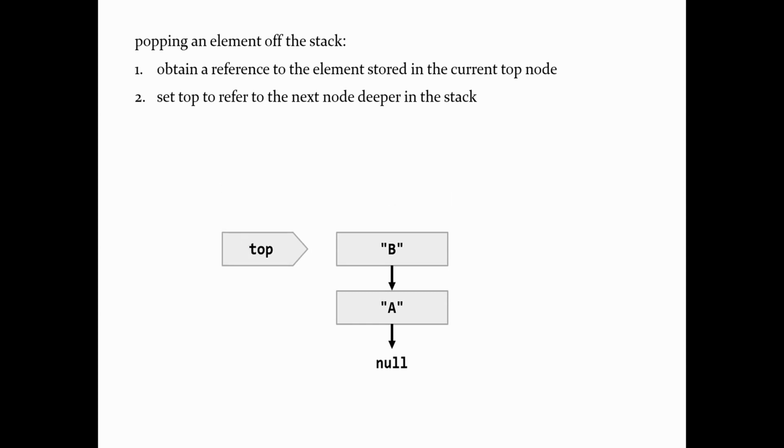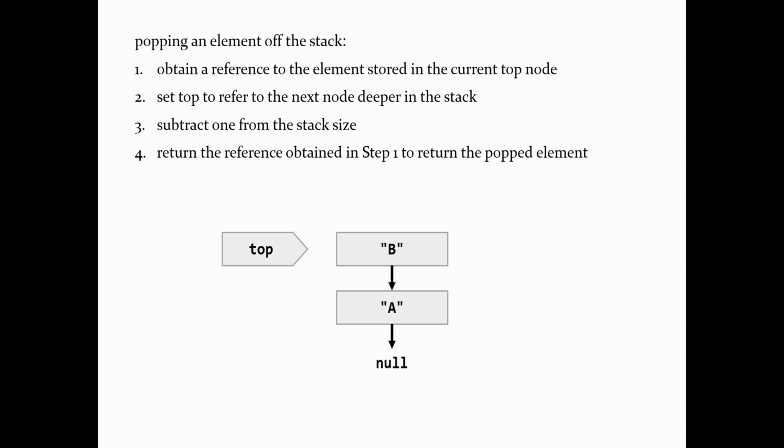Now, as soon as I move top so that it points at a new element, there's nothing pointing at this node anymore. So there's no reference to that node, and so this node can eventually disappear when the Java virtual machine decides it's time to get rid of it. So it goes away. You subtract 1 from the stack size because we just removed an element from the stack. And then you return the reference that you had in step 1. In other words, you return the reference to the C that we had way back in step 1 here.